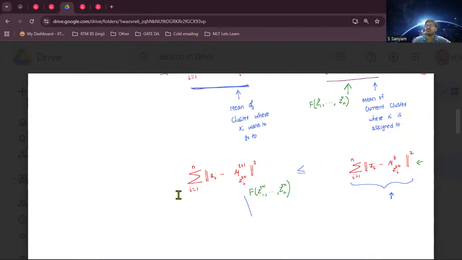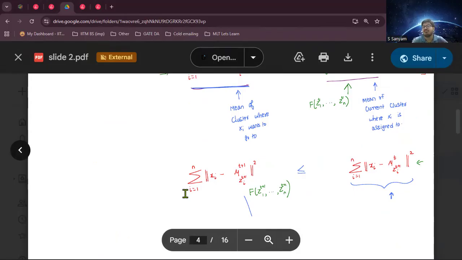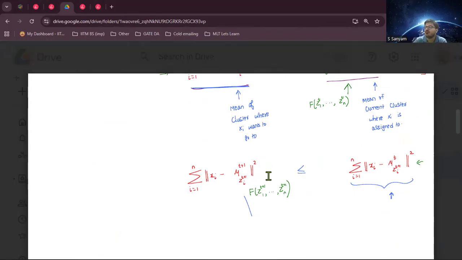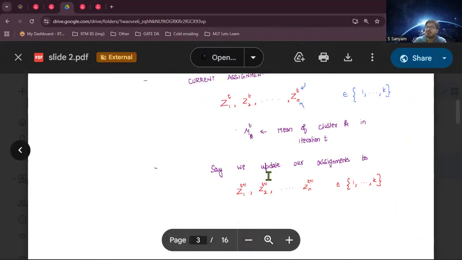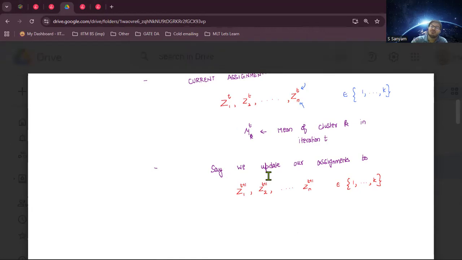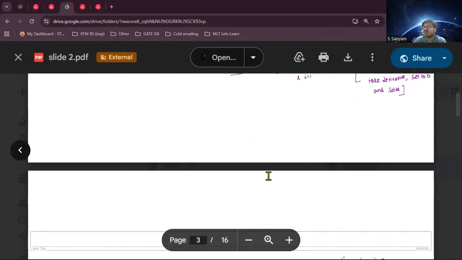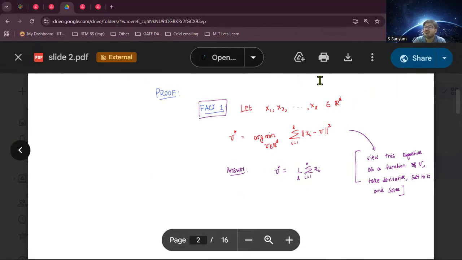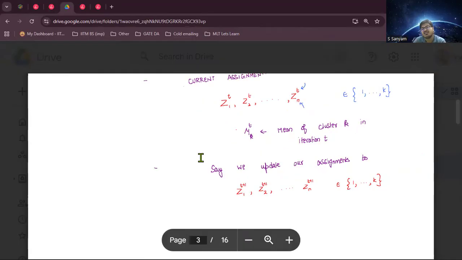This is the objective function. When we calculate it, it will be the minimum. We have proved that the mean is the minimum: if we sum over each and every point in the cluster and square the distance, the mean is the point which gives the minimum value for this function. We did this by differentiating, in the first interval.